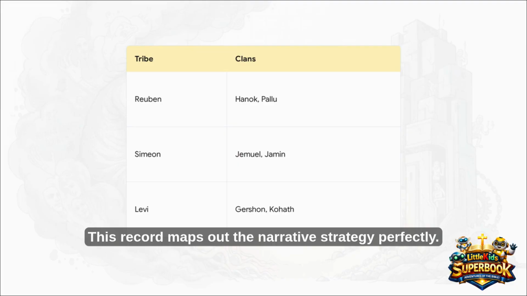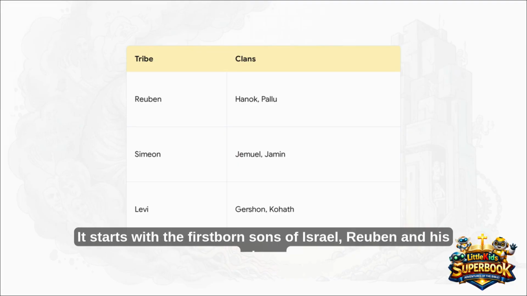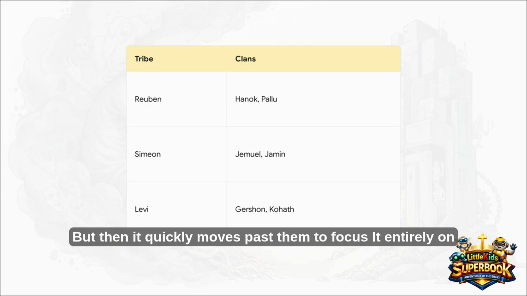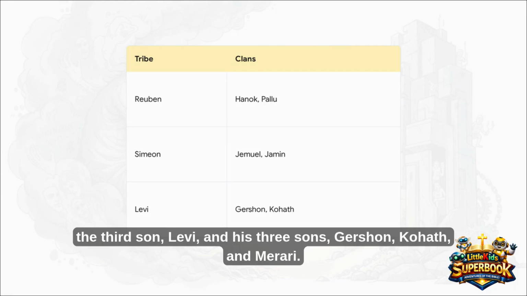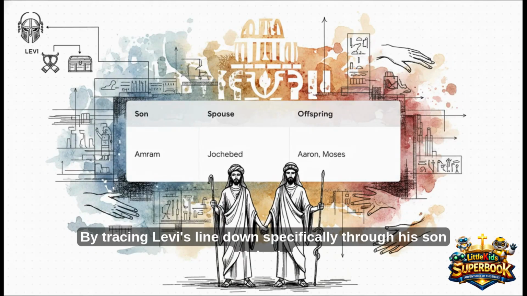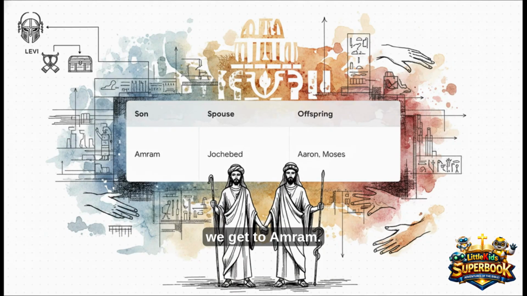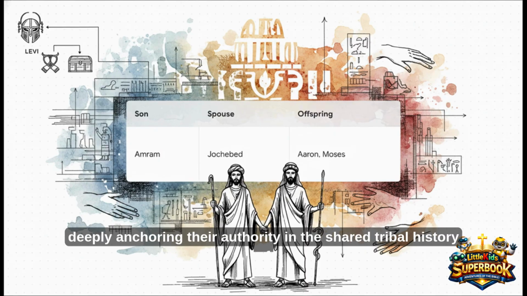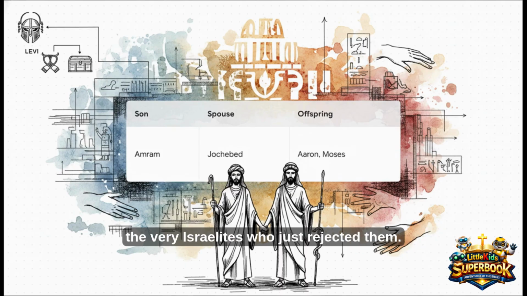This record maps out the narrative strategy perfectly. It starts with the firstborn sons of Israel, Reuben and his clans, then Simeon and his clans. But then it quickly moves past them to focus entirely on the third son, Levi, and his 3 sons, Gershon, Kohath, and Merari. It's like the camera of the narrative is zooming in. By tracing Levi's line down specifically through his son Kohath, we get to Amram. And Amram, who married Jochebed, fathers Aaron and Moses. The text is officially establishing their exact parentage, deeply anchoring their authority in the shared tribal history of the very Israelites who just rejected them.